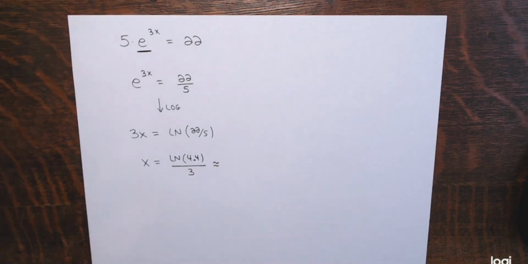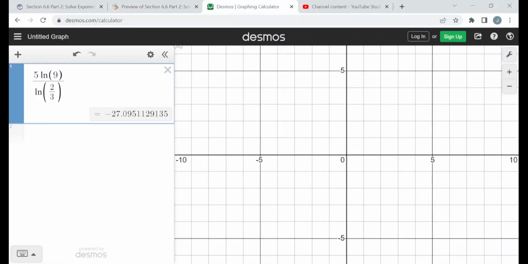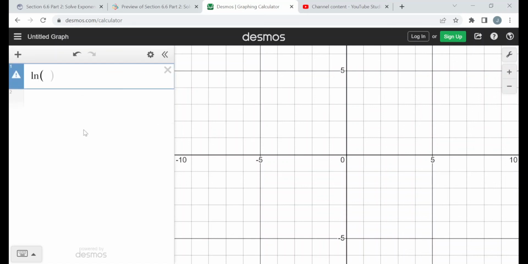And we're asked to round this to the nearest tenth again. So my calculator, the natural log of 22/5, or 4.4, divided by 3. And rounding to the nearest tenth is 0.5. This would round to a half.